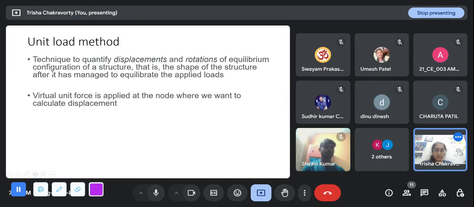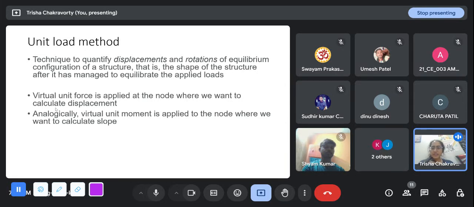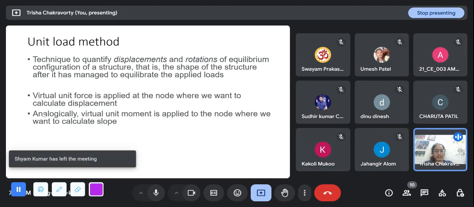But in this method we will find both the modes of displacement separately. So if I ask you to find the displacement in the x direction at a particular node, you will apply a virtual unit force along that direction at that node. And analogically, a virtual unit moment, this is not applicable to truss, but in beams the unit load method is not restricted to finding displacements in trusses, it's applicable for all structures. Analogically, if I ask you to find the slope or the rotation at a particular point, you will apply a virtual unit moment at that point to get it.